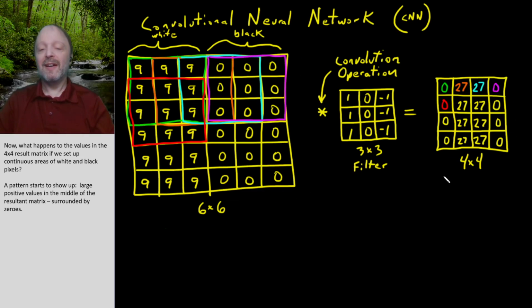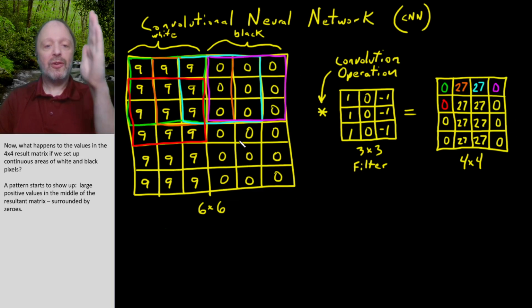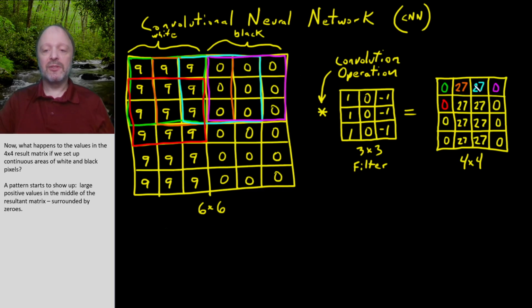Alrighty, so what happens here? Well, when we ran this filter across this image, where these are the pixel intensities, we wound up with a large positive value setting up inside of the middle of our resultant matrix, our 4 by 4. That's odd. Not really, it makes perfect sense, but why is it we have zeros on the sides and we have large positive values in the middle?